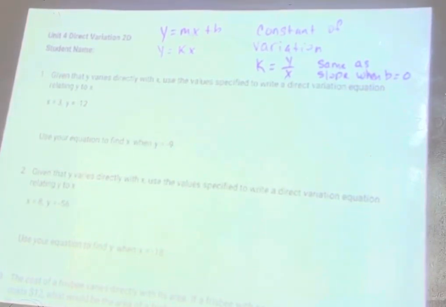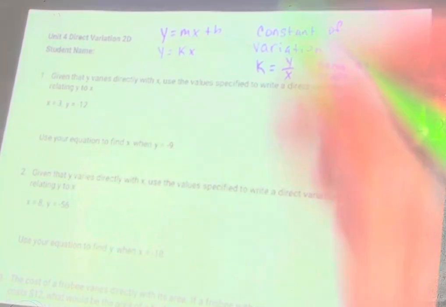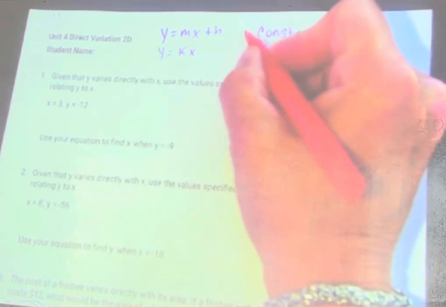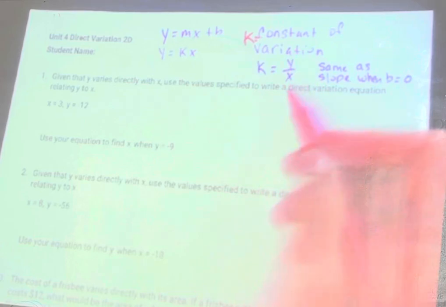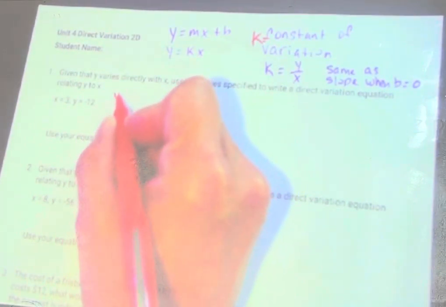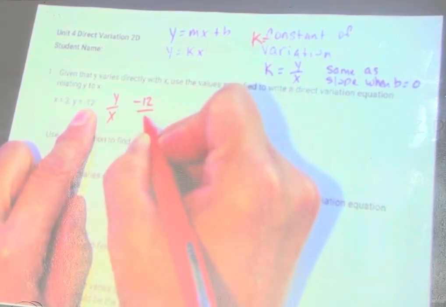Okay, so we have y equals mx plus b, and for direct variation, the formula is y equals kx, where k is the constant of variation. If you forget whether it's x over y or y over x, it's the same as slope. So just look at your slope formula, which is located on your formula chart. We're going to do y over x, so negative 12 over x, which is 3.